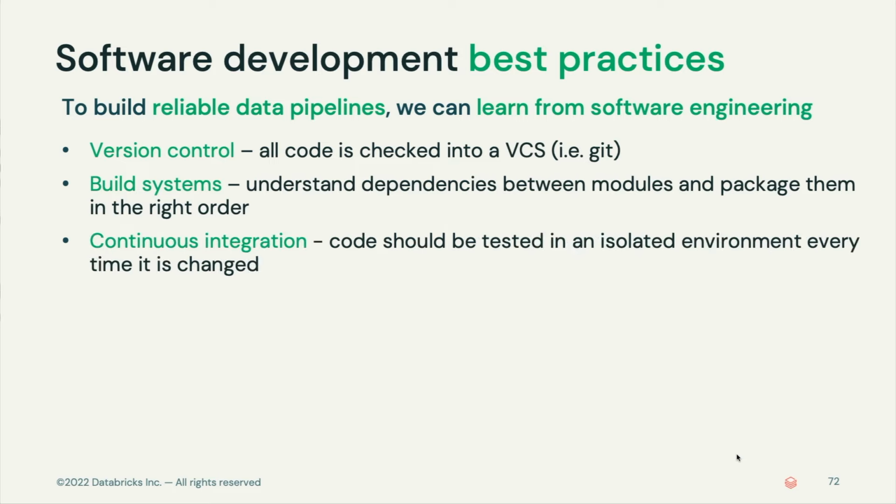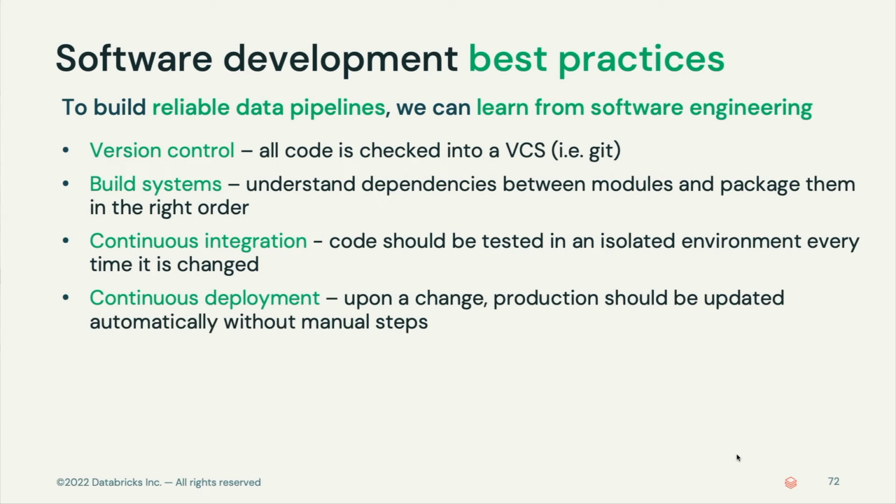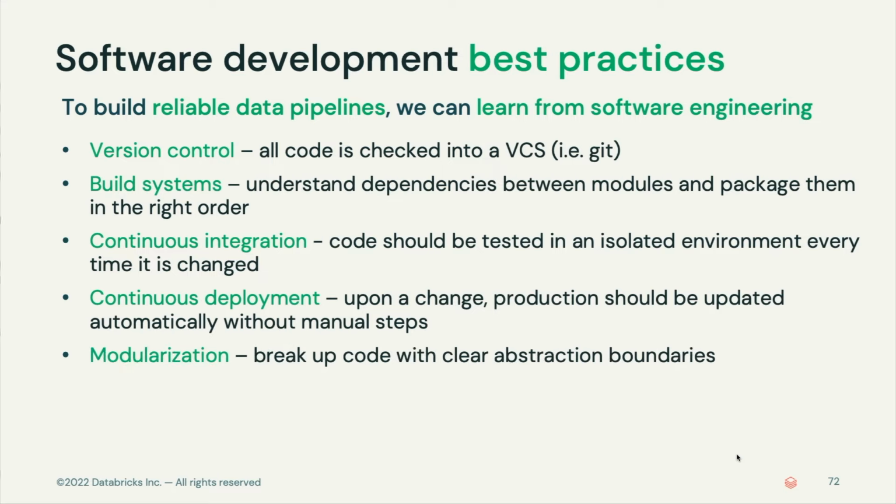You have continuous integration. You should always be testing your code, and that testing has to happen in an isolated environment. There's no more testing in prod, no more just running DDL against your database. That's a bad idea. Continuous deployment is also really important. There should be no manual steps in how you get your data from development into production, because manual steps are where humans can make mistakes. And finally, modularization. You don't want to have one giant 4 or 5 page SQL query. Spark SQL can handle it, but it's just not very readable. You want to break it up. You want to have clear abstraction boundaries, not only within your own code, but between you and upstream teams and downstream teams.